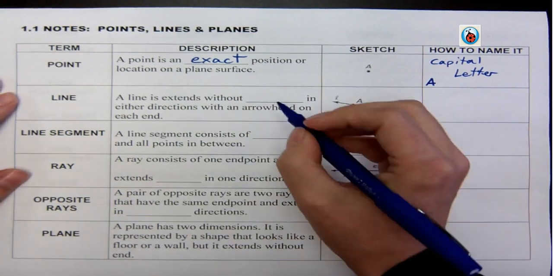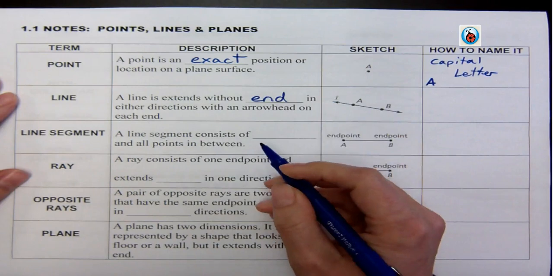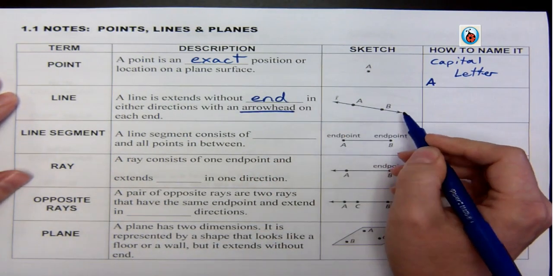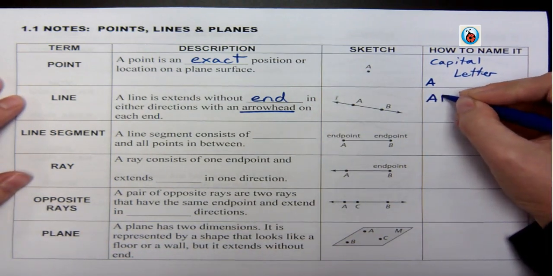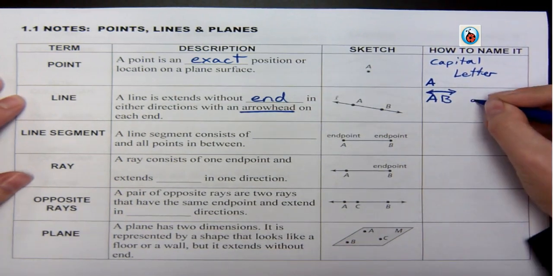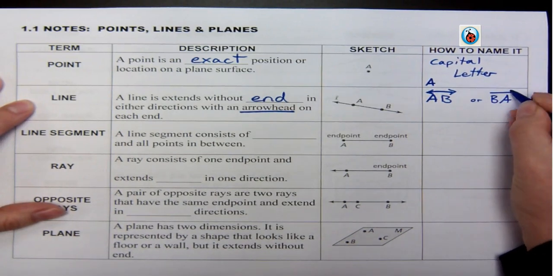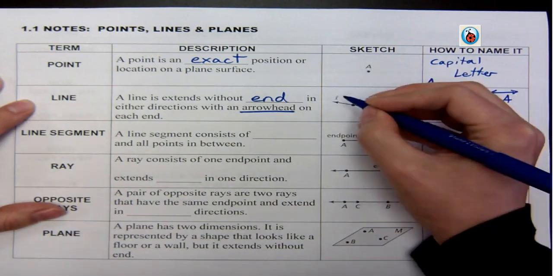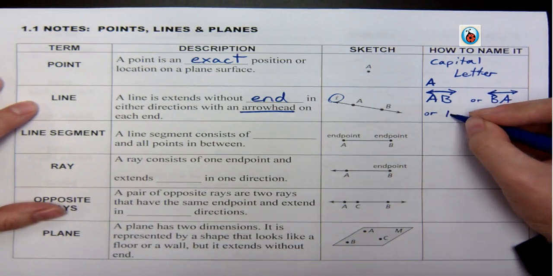A line extends without end in either direction, and it has an arrow on each end, so we know that it's continuing. So it is labeled or named with 2 points on the line and a line with arrows on top of it. Or we could label it BA. Or, because it has this italicized letter there, it could be called line L.